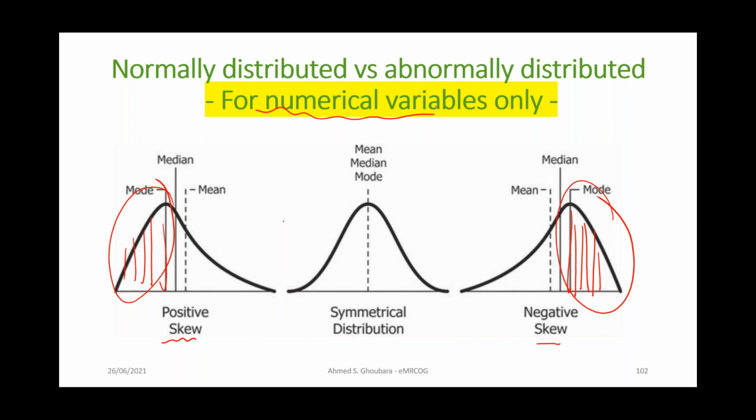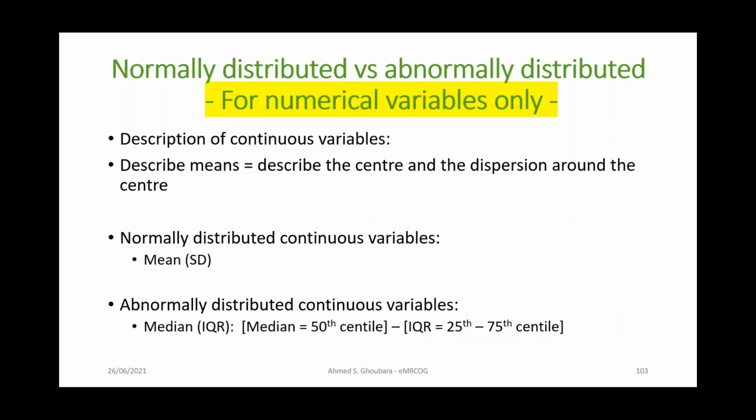Every time you see the words continuous variable, like age, weight, expected fetal weight, you think of distribution. If your exam question has numbers and percentages, like male or female, negative or positive, don't think of the distribution. This is only for numerical variables. So, description of the continuous variable.